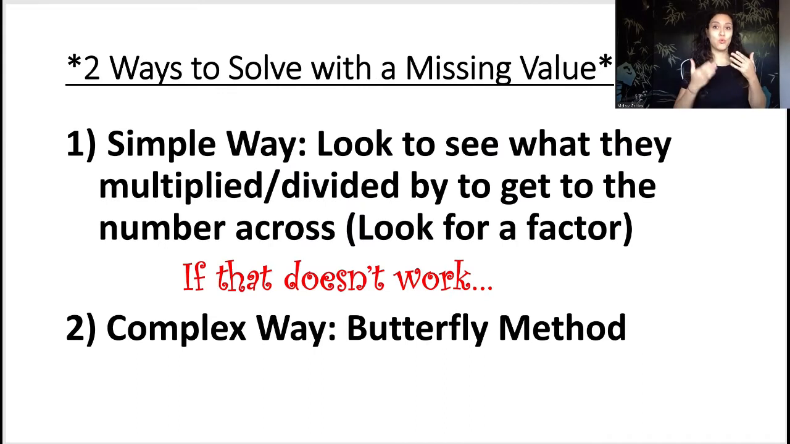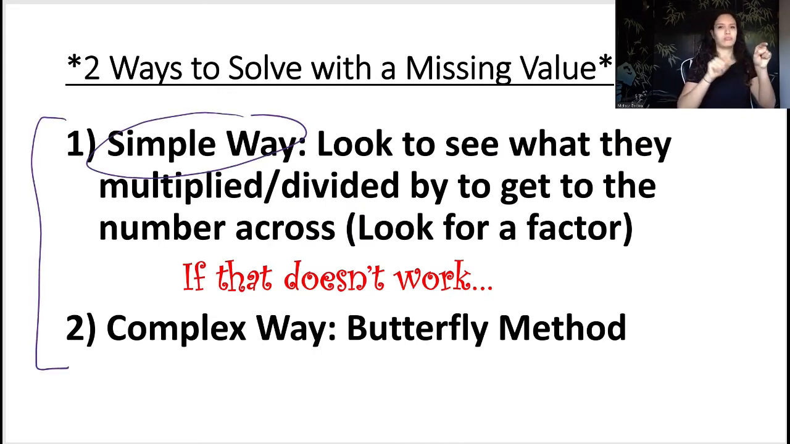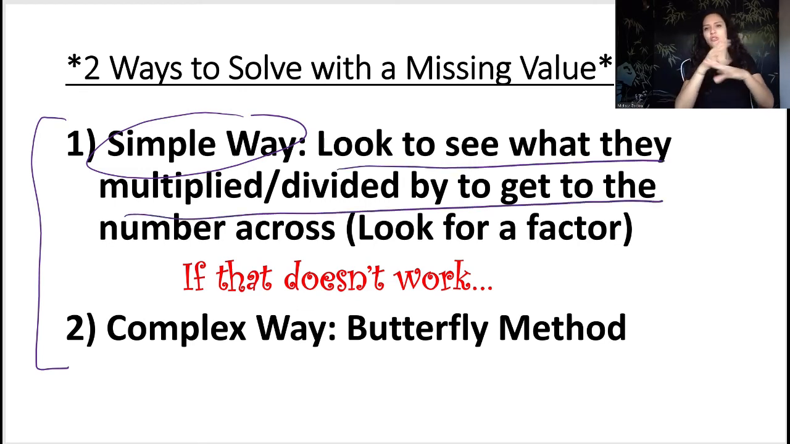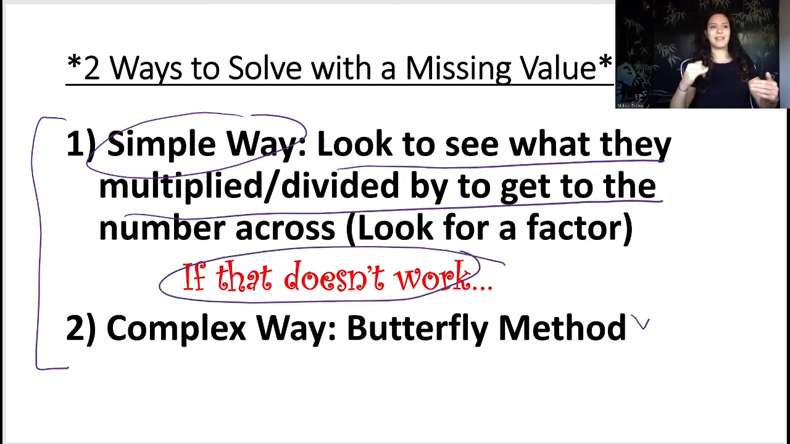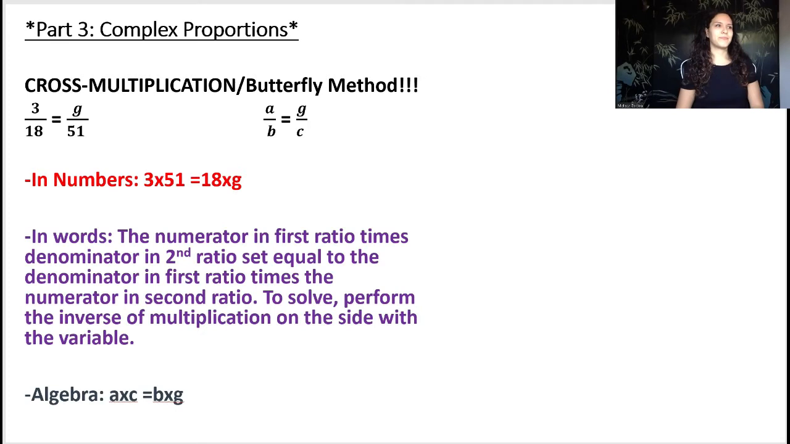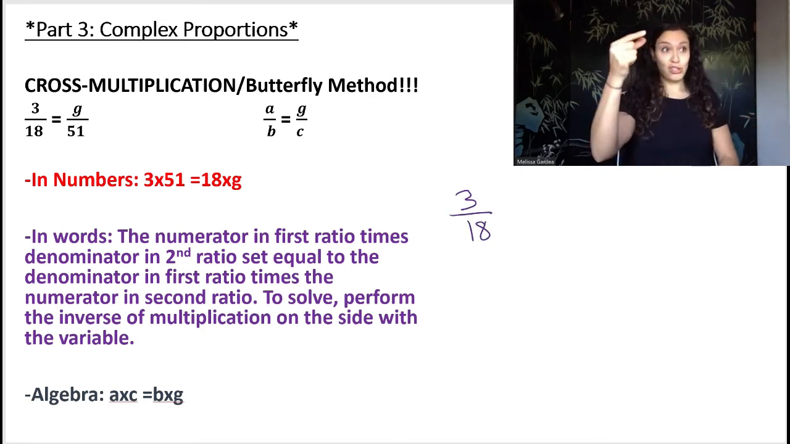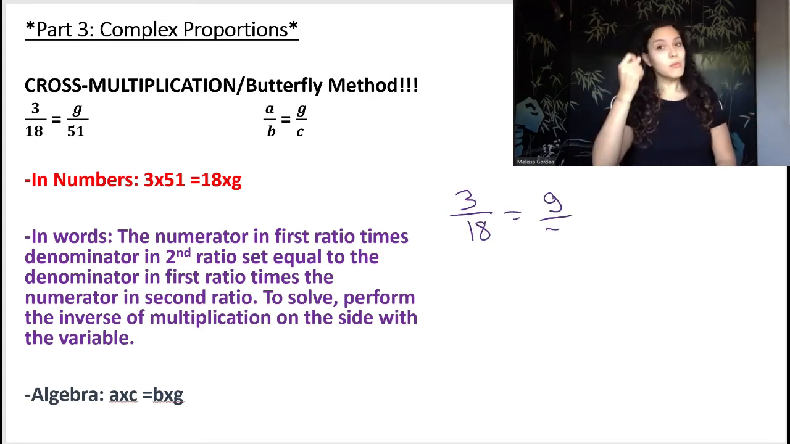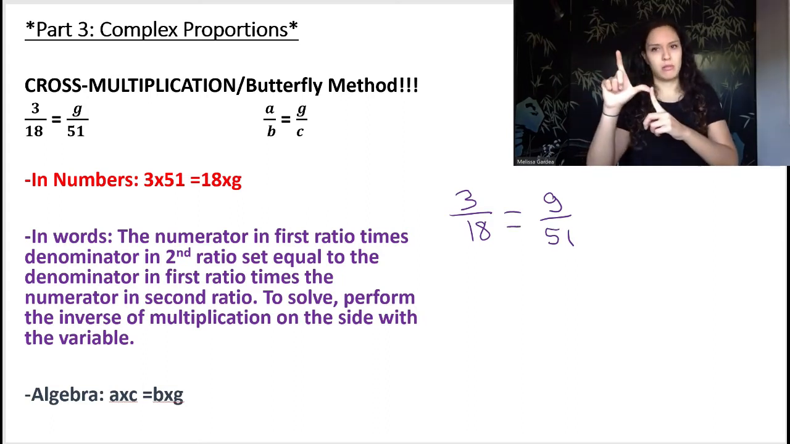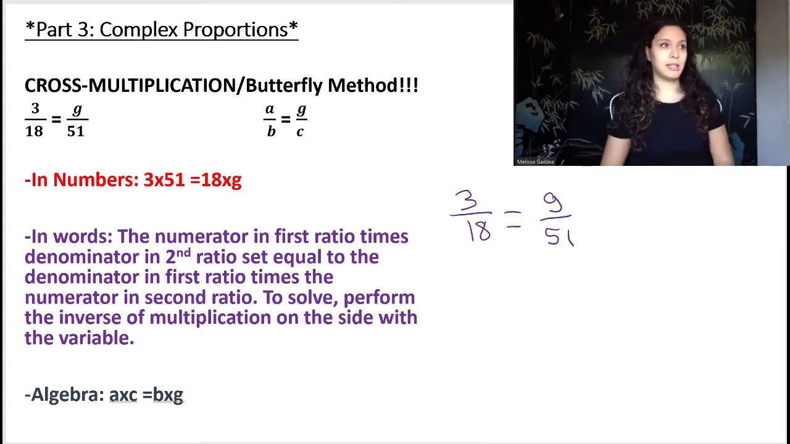So again, let's look at this slide. There are two ways to solve this. One is if there is something you can easily see to get to the number across. But if that doesn't work, that's what this part of this video is all about. So pay close attention. All right, if I have a problem like this, 3 out of 18 equals G out of 51, it does not always have to be X. The unknown could be any variable, any letter.